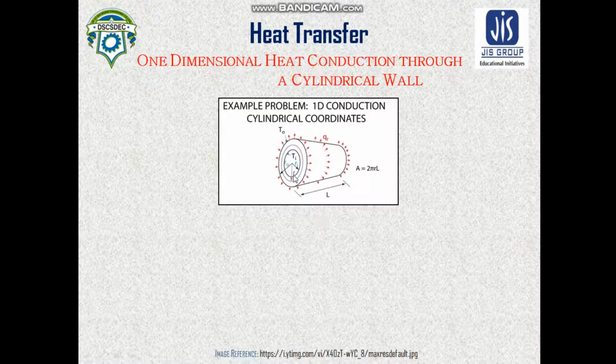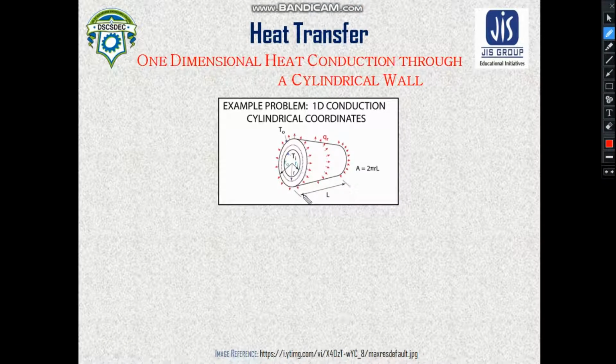So let us consider a cylindrical tube which has an inner radius of r1. So this is your r1, and it has an outer radius of ro, or we can take this radius as r2. So r2 is your outer radius and r1 is your inner radius. Now the length of the cylinder is L. So now we are considering heat conduction through this cylinder. As you can see in this diagram, the temperature of the inner wall is T1 and that of the outer wall is T2.